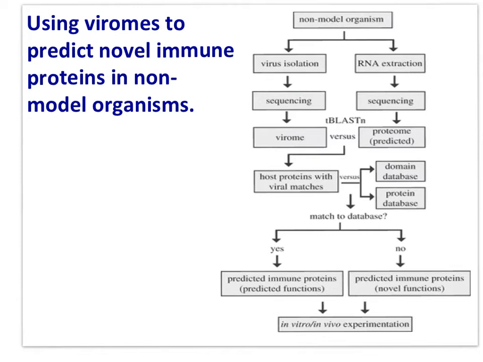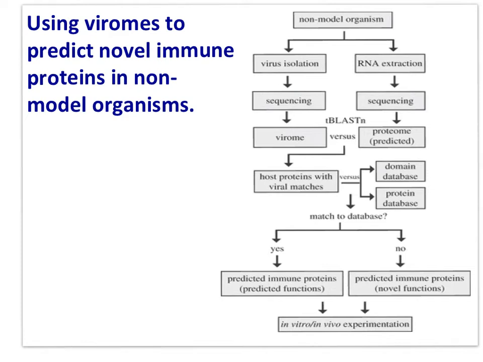Now, this diagram originates from scientists who hypothesized that the sequencing of viral communities would be useful to identify both known and unknown host immune proteins. To test this hypothesis, a mock human virome was generated and compared to the human proteome using the BLAST search function in databases. This resulted in 36 proteins known to be involved in immunity.